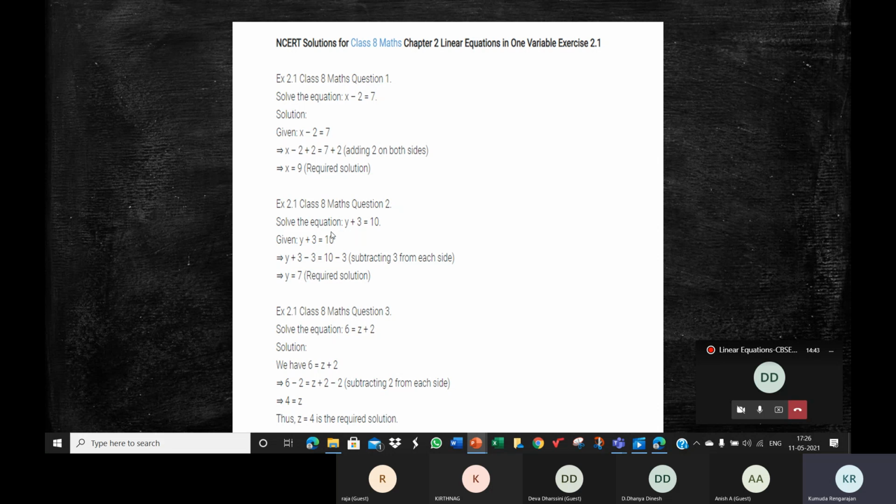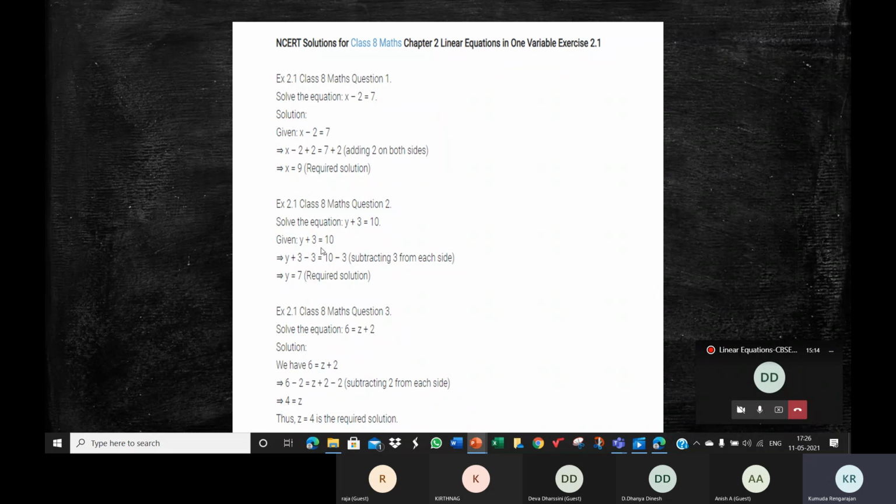See the next one. We need to solve this equation: y plus 3 is equal to 10. The variable is y. We need to solve for the variable y, that is, find the value of y. Now what is with y in the left hand side? Plus 3. You need to get rid of plus 3. How will you get rid of plus 3? When you subtract 3 from both the sides.